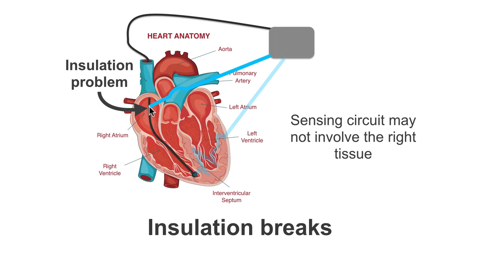If it does break, the point at which the insulation has broken, the wire essentially becomes a new electrode. So because of the insulation break, we have a new sensing circuit, and it is not sensing the tissue that we're interested in. In this example, it may pick up a small amount of atrial activity. Again, this will not be detected by the pacemaker.